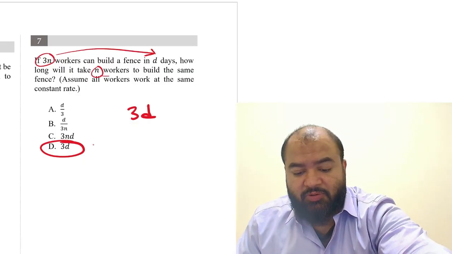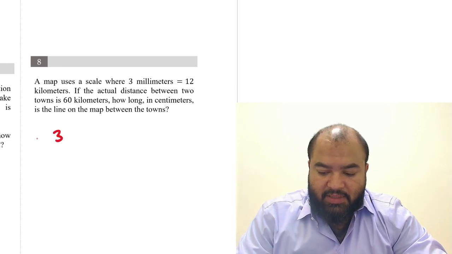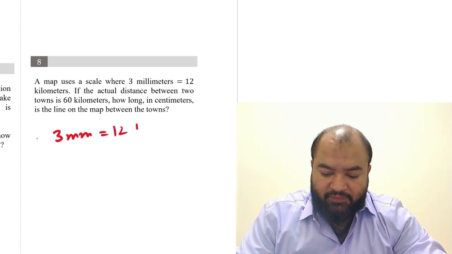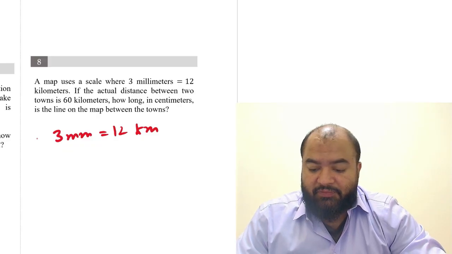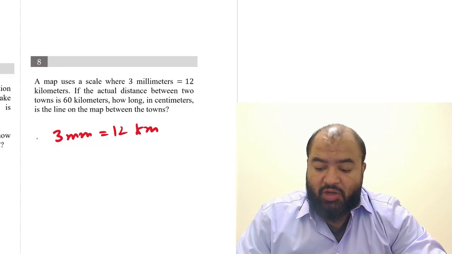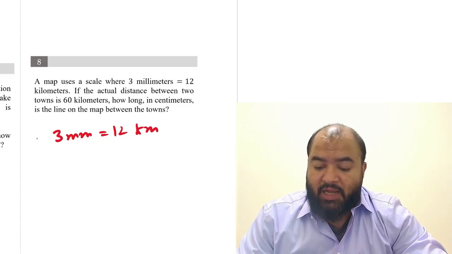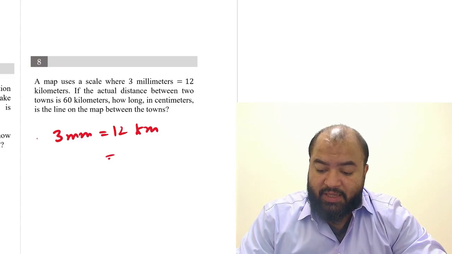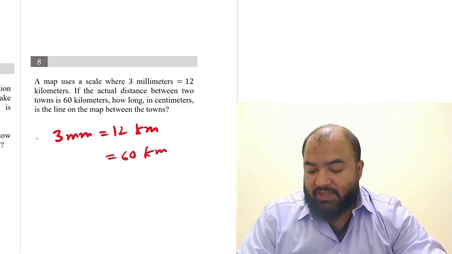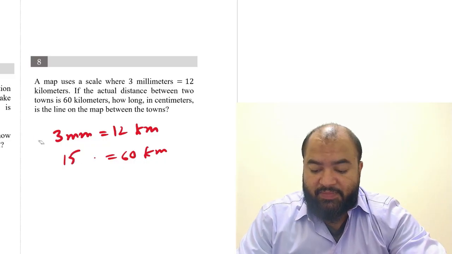It's an inverse proportion. Number 8. A map uses a scale where 3 mm, the millimeter, is 12 kilometers, km, right? Now, if the actual distance between the two towns is 60 kilometers, how long in centimeters is the line on the map? So this is a scale. 3 millimeters is equal to 12 kilometers, right? And 60 kilometers is just 5 times that. So that's 15 millimeters.